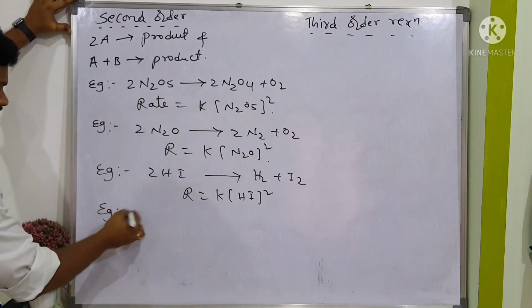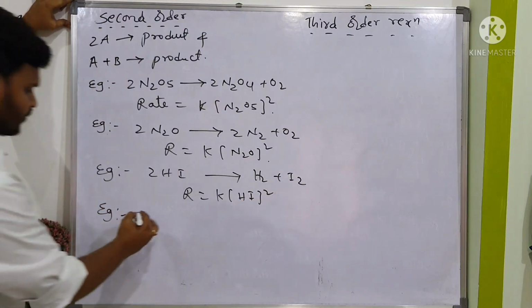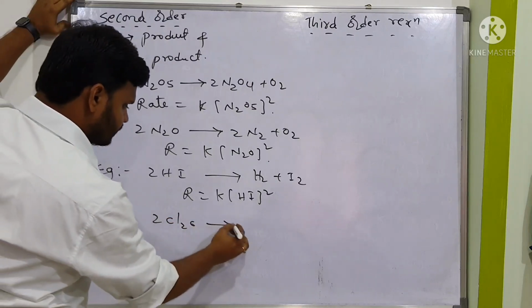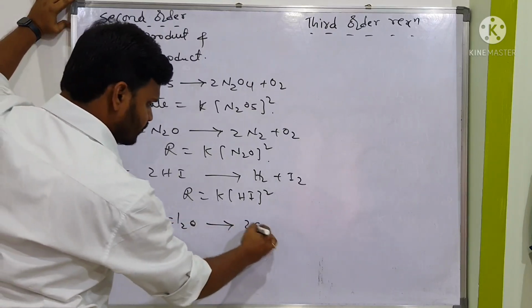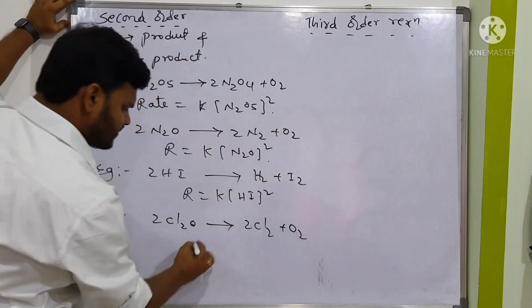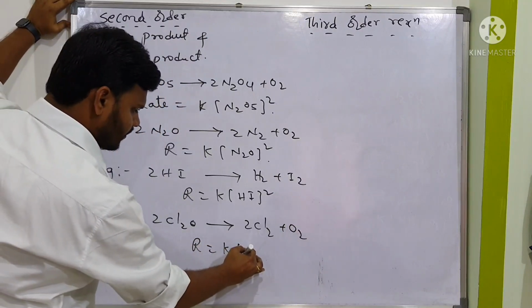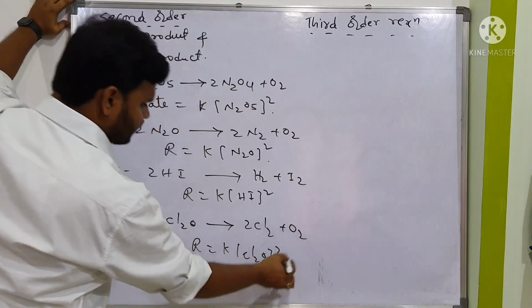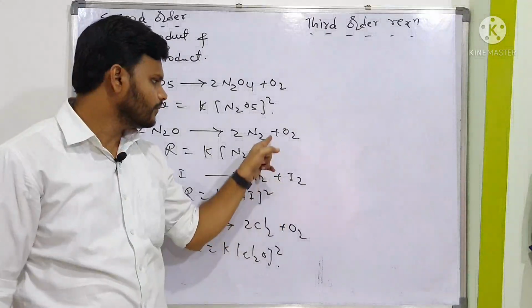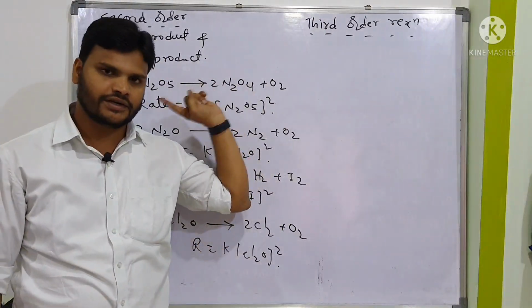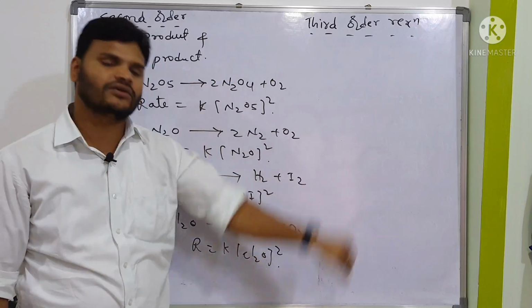Next example, 2Cl2O gives rise to 2Cl2 plus O2. Same scenario, rate equal to k[Cl2O]^2. So power 2, power 2, power 2, power 2. That indicates a second order reaction.